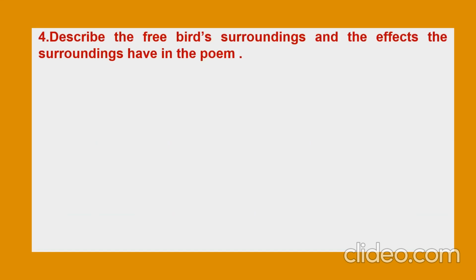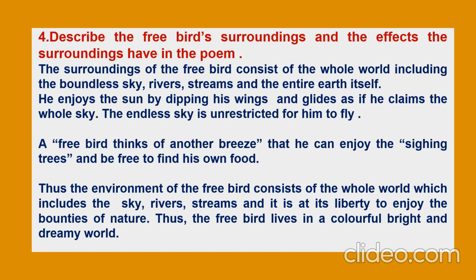Fourth question: describe the free bird's surroundings and the effect of the surroundings in this poem. The surroundings of the free bird consist of the whole world, including the boundless sky, rivers, streams, and the entire earth itself. He enjoys the sun by dipping his wings in the glides as if he claims the whole sky. The endless sky is unrestricted for him to fly.